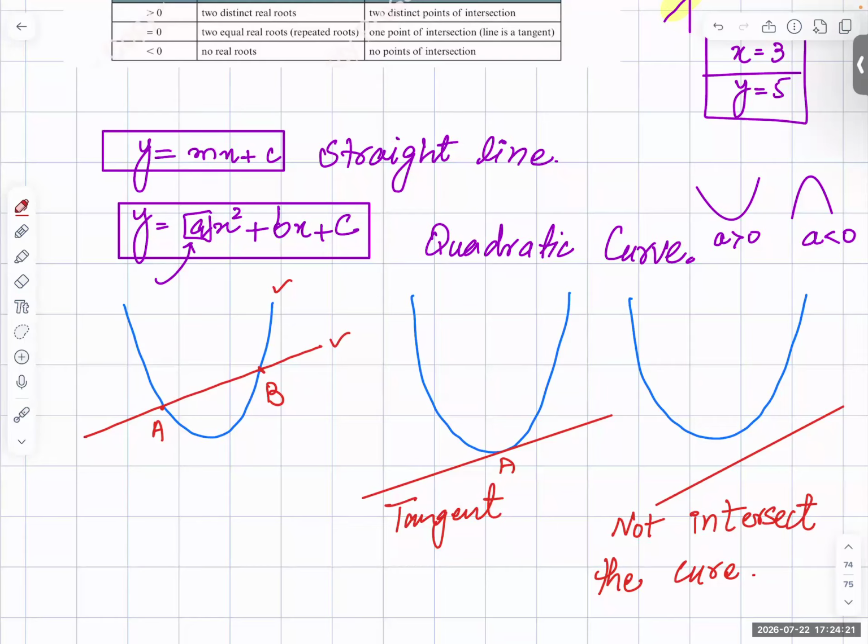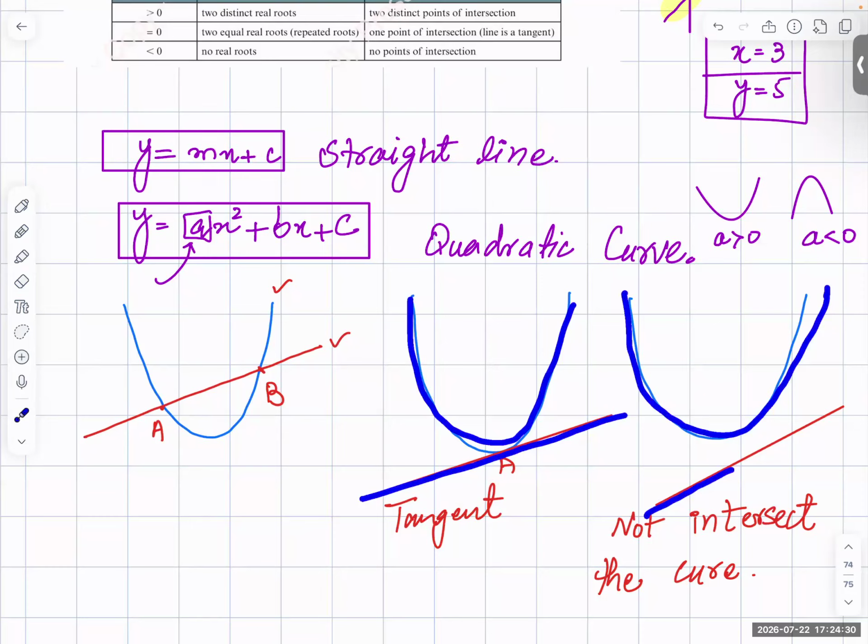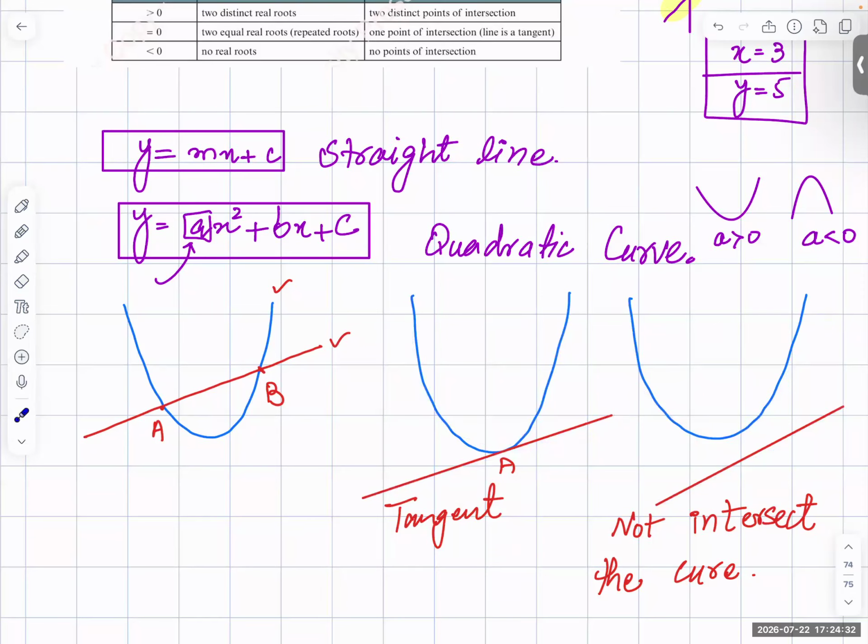Yes, sir. Either your straight line will cut the graph at 2 points, or your straight line will be tangent to the curve, or the curve and line will not meet. These are three possibilities. Ayan, is that clear? How many possibilities are there in total while solving a linear line and a quadratic curve?